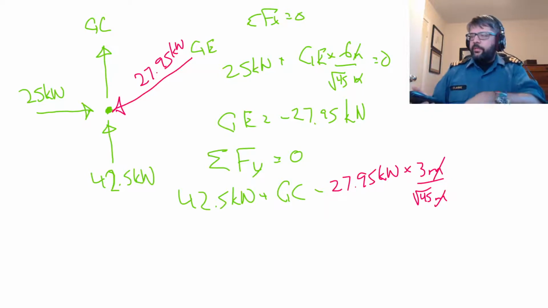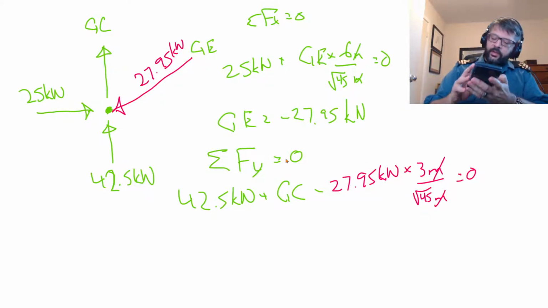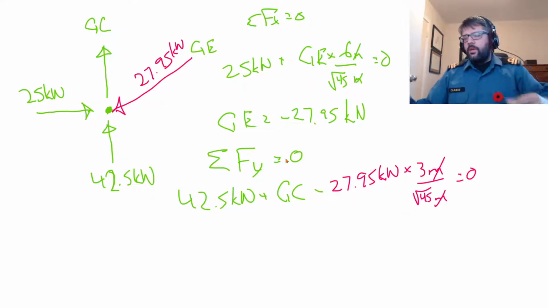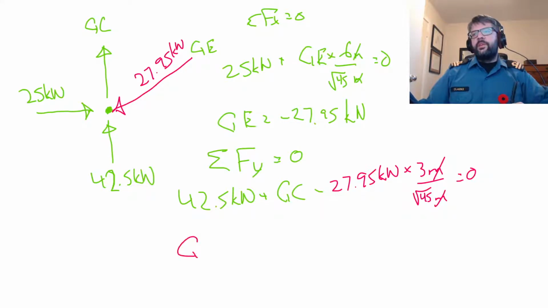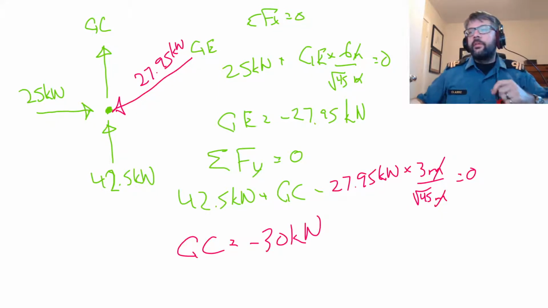So we can solve, and all that's equal to 0. So we can solve for our GC: 27.95 times 3 divided by root 45 minus 42.5 gives us GC is equal to negative 30.000. I'm going to say exactly negative 30 kilonewtons.